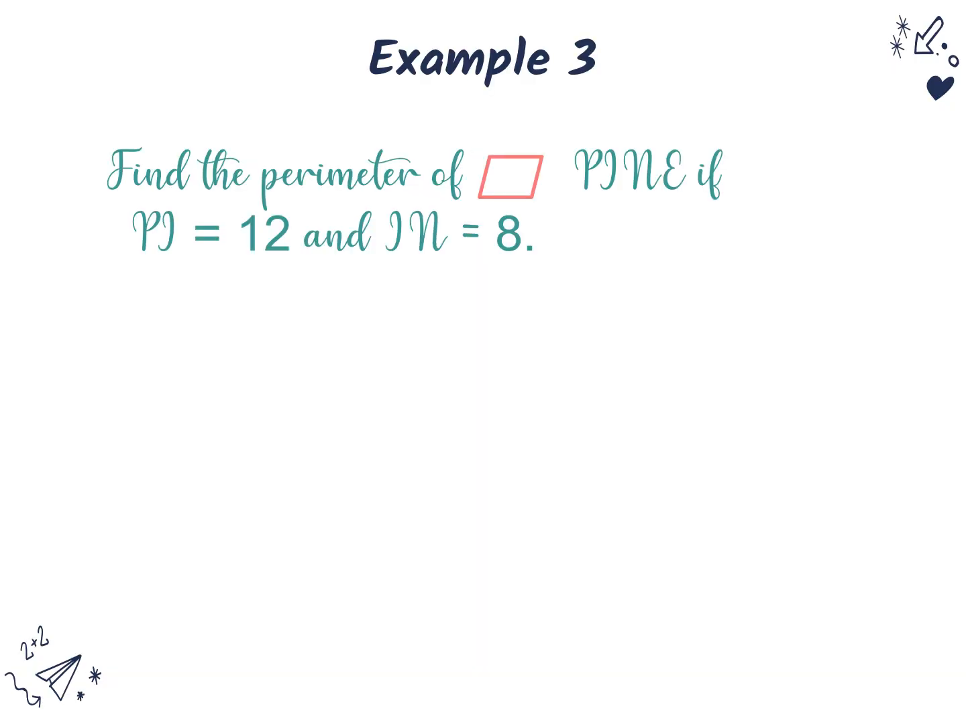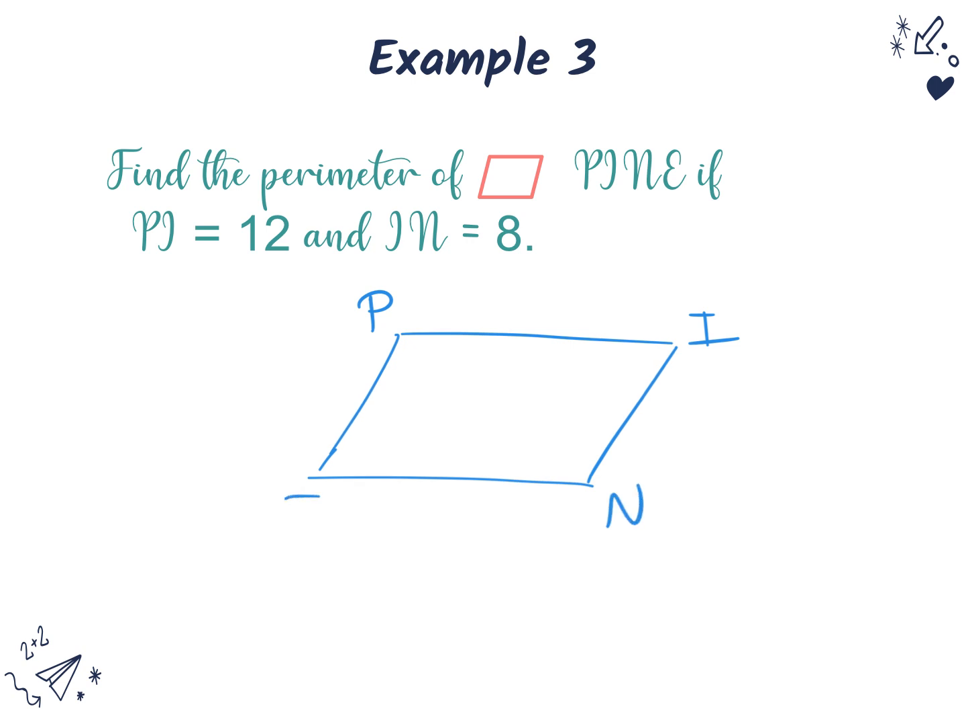For example 3, they want us to find the perimeter of the parallelogram PINE if PI is 12 and IN is 8. So the first thing I would recommend you to do, guys, is to draw the parallelogram to the best of your abilities. Mine apparently is this. And I'm going to write P, I, N, and E in the same order. Now they're telling us PI is 12 and IN is 8. Since we know that PI and EN are congruent, I can say this is also 12. And because I know IN and PE are congruent, I can say this is 8.